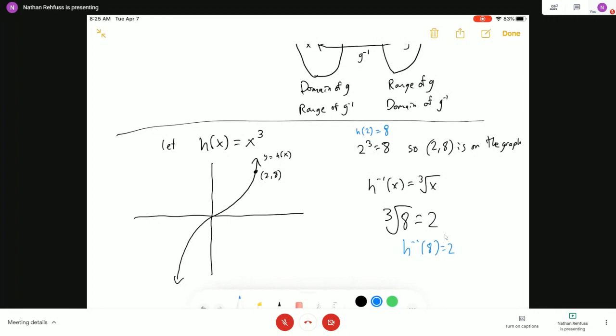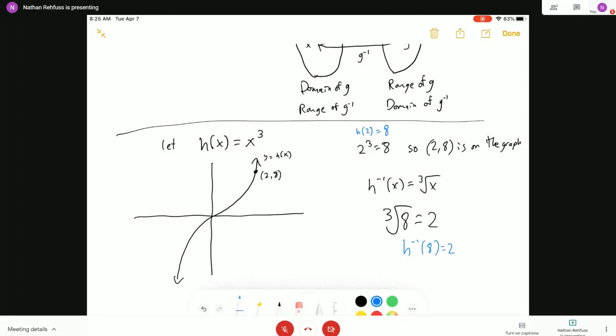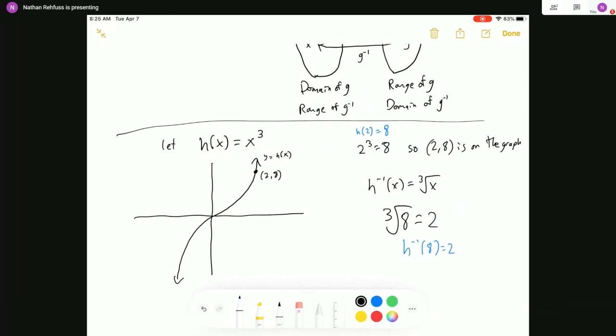So when I said h of 2 was 8, that meant that 2, 8 was on the graph of h of x. But if h inverse of 8 equals 2, then that means that 8, 2 is on the graph y equals h inverse of x. So here's a point 8, 2 that has to be on that graph.